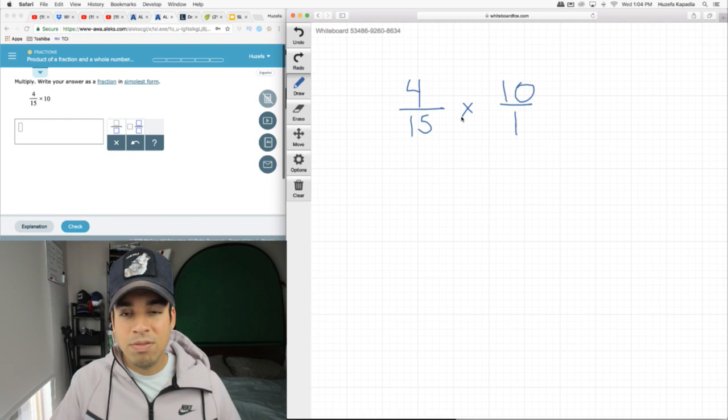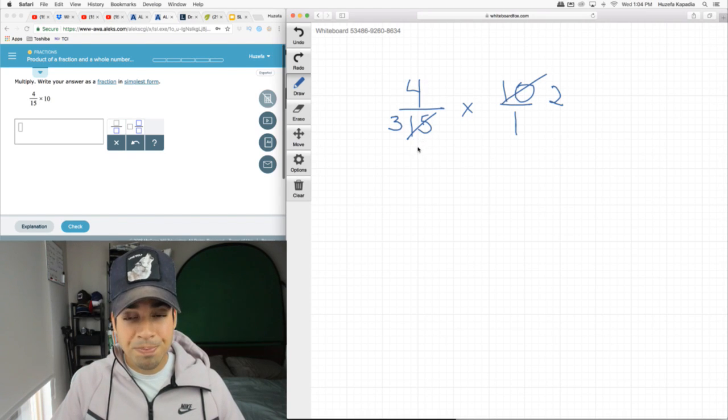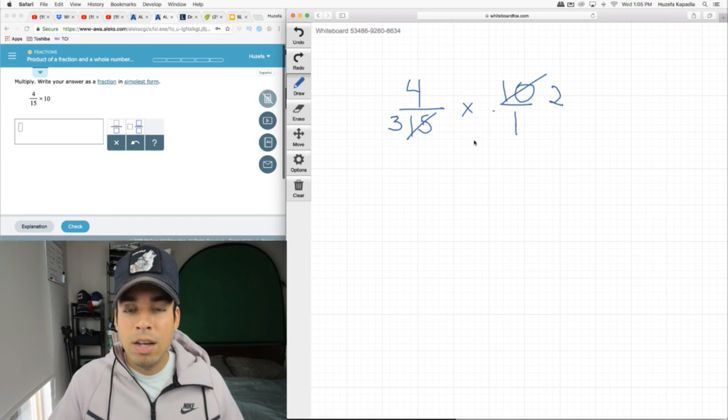Now you can go ahead and multiply this out like this, 4 times 10, 15 times 1, but it's usually better to cross simplify, meaning let's see if we can divide numbers on the top and bottom by the same number, a common factor, and we can. 10 and 15 can both be divided by 5. So if I divide 10 by 5, I get 2. If I divide 15 by 5, I get 3. And that's the balance. If we're doing something to the top overall, we have to do something to the bottom as well. It doesn't matter that they're separated.